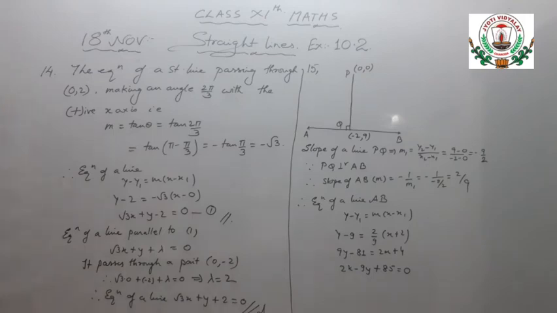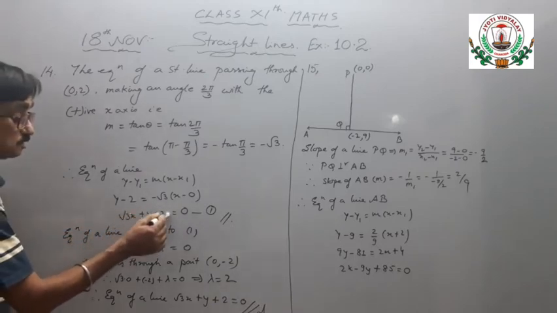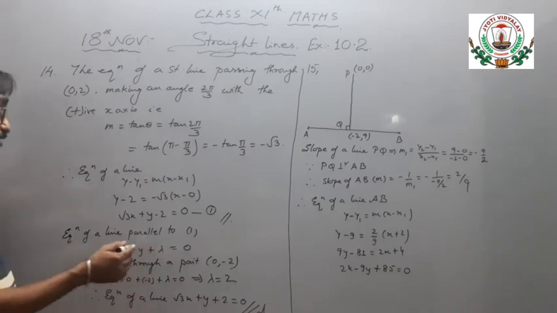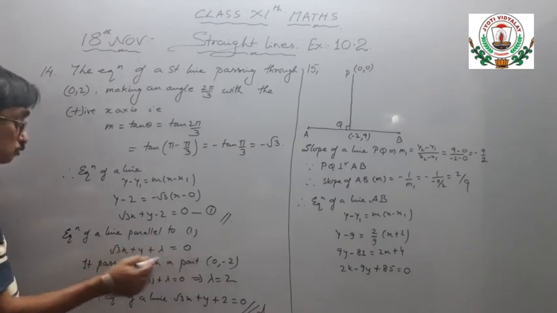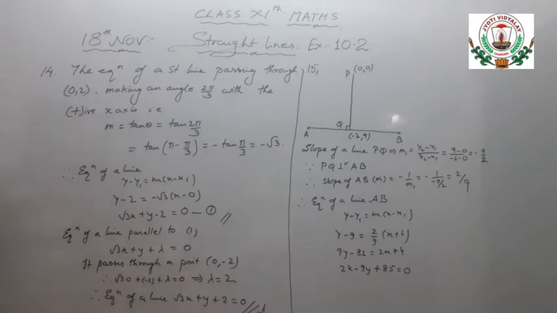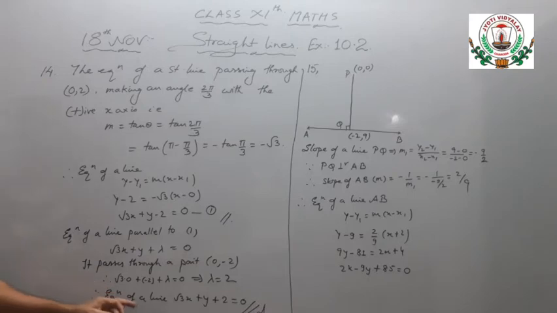Now the equation of a line parallel to line 1 is given by root 3 x plus y plus lambda equals 0. Now this line is passing through the point (0, minus 2), so it will satisfy the values of x and y. So root 3 into 0 plus minus 2 plus lambda equals 0. So lambda is equal to 2. This value of lambda we substitute in this equation, and that is our required equation of the line: root 3 x plus y plus 2 equals 0.